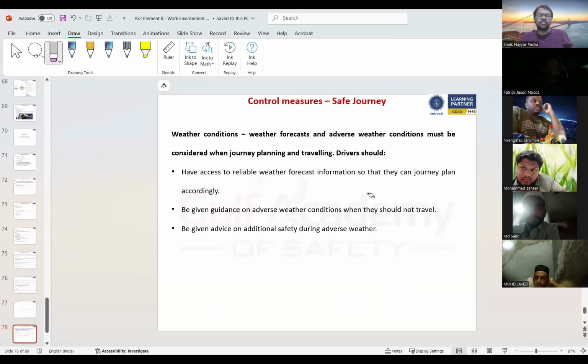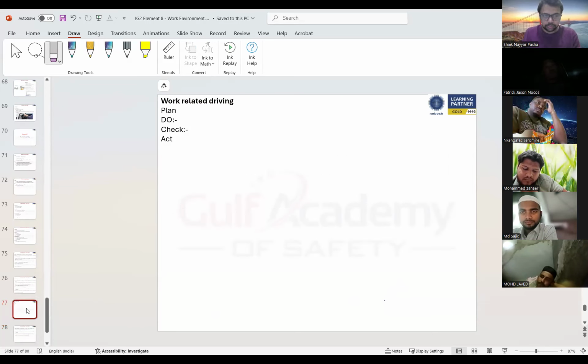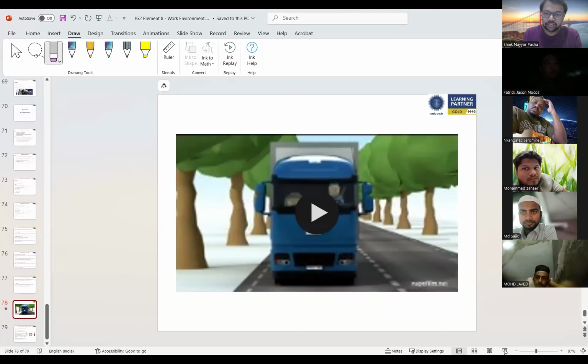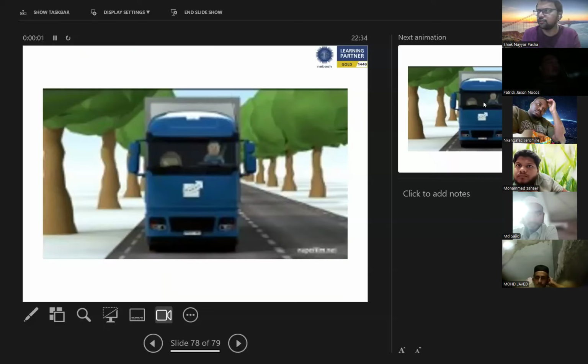So these arrangements must also be made when you are planning for work related driving, right? So that is about our element 8, which is general work environmental issues.